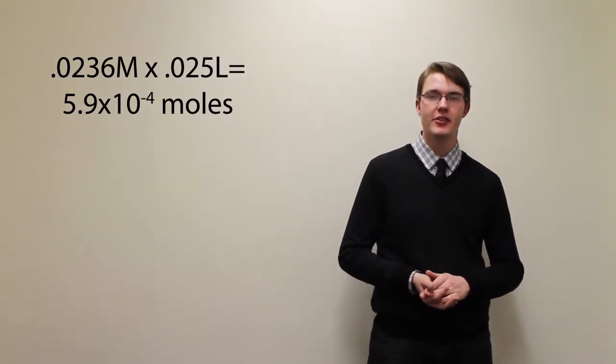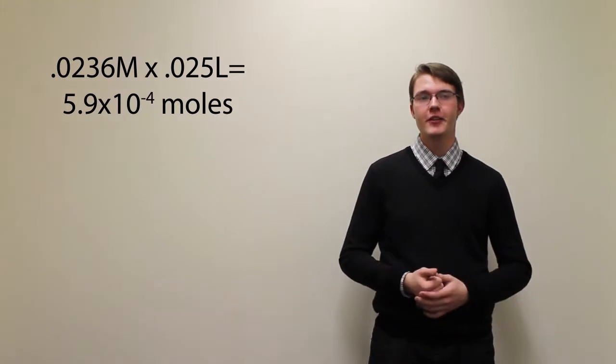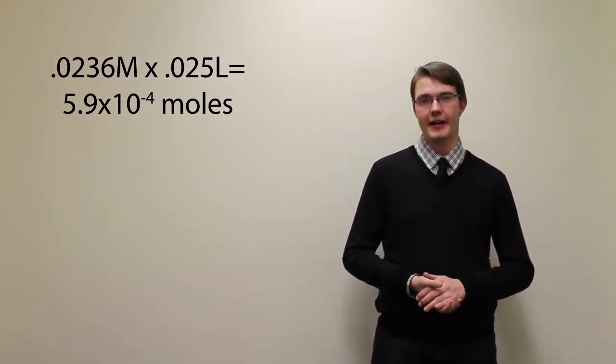Now, as I explained before, molarity is moles per liter. So to find moles, we just have to multiply it by the liters of solution we have, which in this case is 0.025, or 25 milliliters. Once you do this, you'll find that we have 5.9 times 10 to the negative 4 moles of thorium ion.